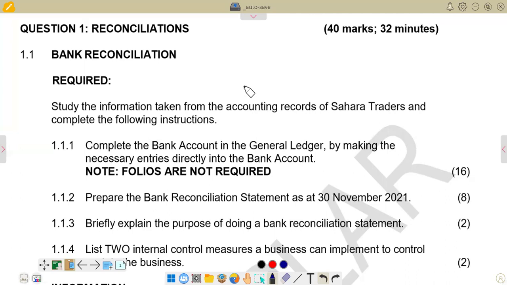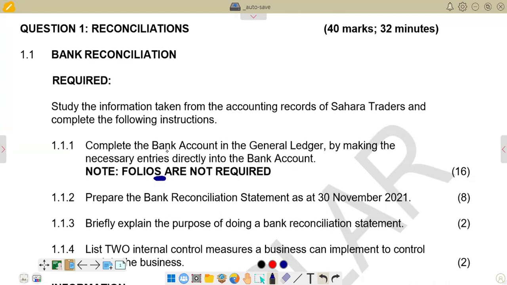In this video, we want to book the preparation for bank reconciliation segment. That's question one of that question paper, and it reads: start the information taken from the accounting records of Sahara Traders to complete the following instructions. On the first part, 1.1.1, it reads: complete the bank account in the general ledger by making the necessary entries directly into the bank account. And then we've got notes: folios are not required. So very important to take notes.